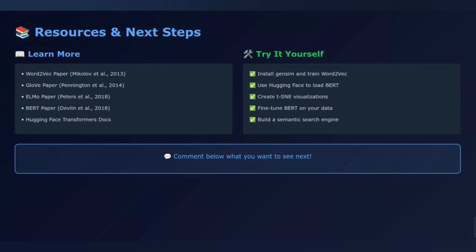It's an amazing resource. As for next steps, install Gensim and train your own Word2Vec model. Use Hugging Face to load and experiment with BERT. Create t-SNE visualizations of your embeddings. And if you're feeling adventurous, fine-tune BERT on your own dataset, or even build a semantic search engine.